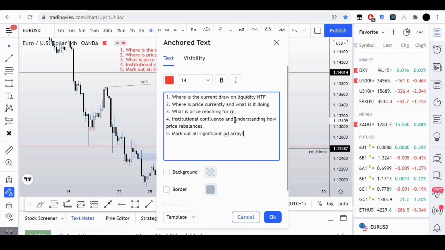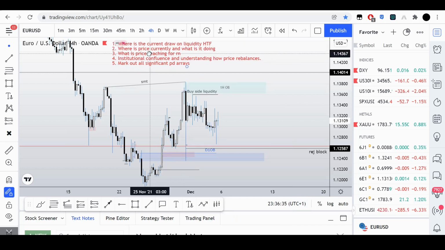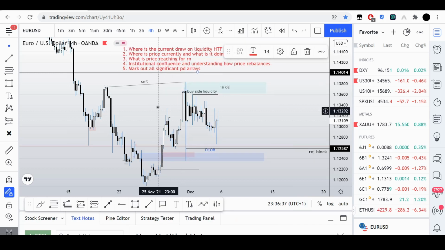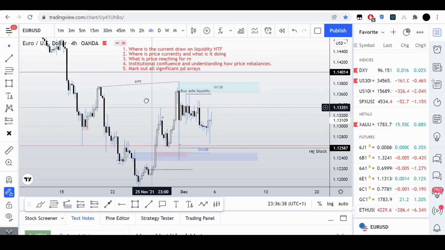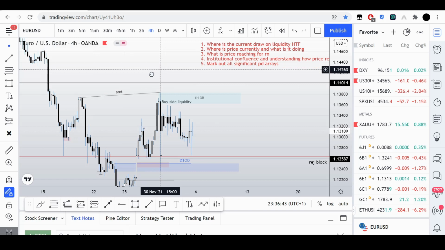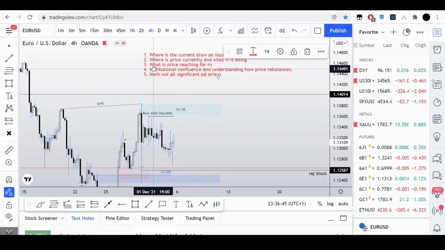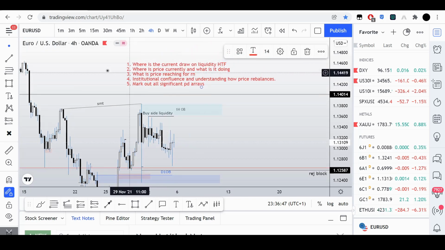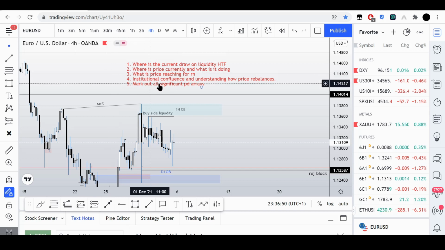So somebody asked me, what is a PD array? It's basically just a POI in short. It's just a different name that people call it. Okay, yeah, mark out all the significant PD arrays. All right, not just order blocks, right? I want you to try this. Okay, now that we have that, we have this on the side. You could pause the video if you want to, go ahead and write all this down. Okay, write all this down, and then we can go over this.